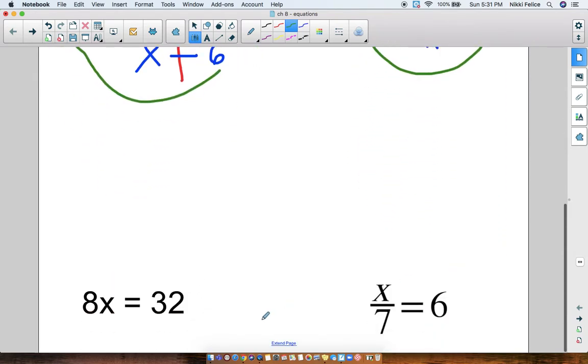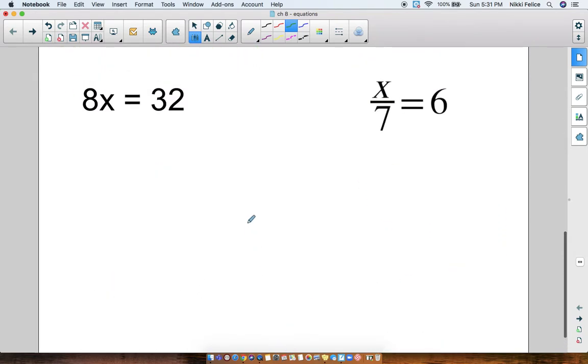Let's try another 2 together. So over here I have 8x equals 32. Now remember, 8x, that's multiplication. So what do we have to do? We have to divide. We're going to divide by 8 because that's the opposite of multiplying by 8.